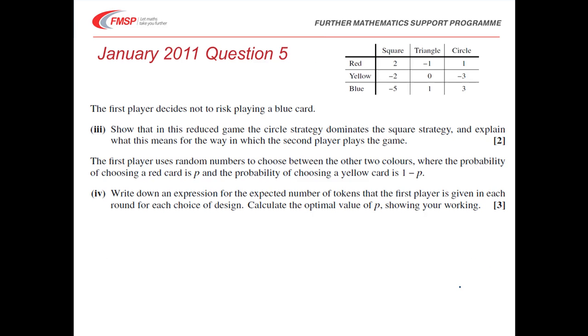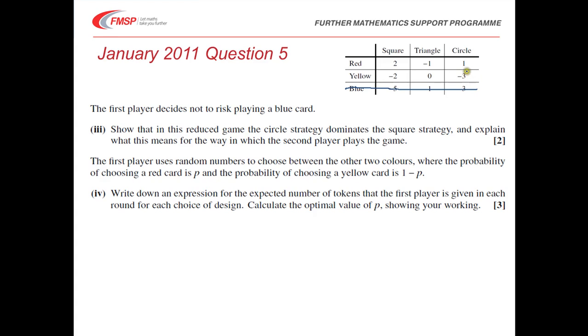So we'll move on to parts 3 and 4, and these sort of parts go together, so I've got them on the same slide. So part 3, first of all, it says the first player decides not to risk playing the blue card. So we're now going to cross this bit out. Show that in this reduced game, the circle strategy, which is here, dominates the square strategy, and explain what this means for the way in which the second player plays the game.